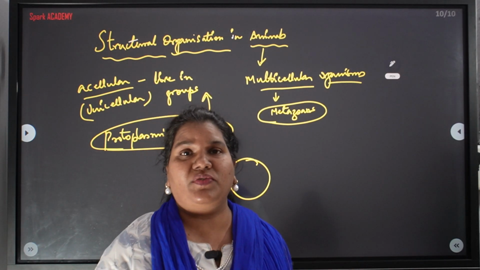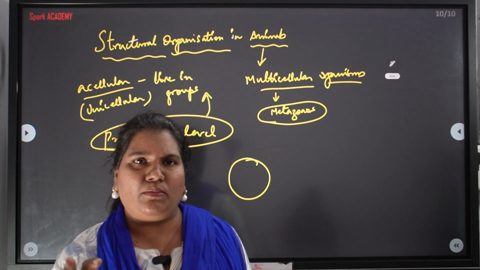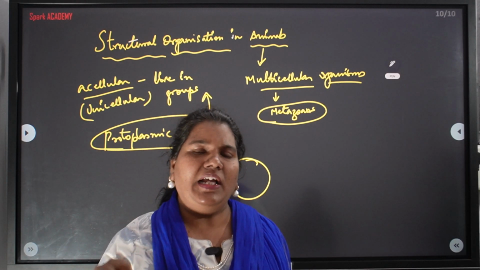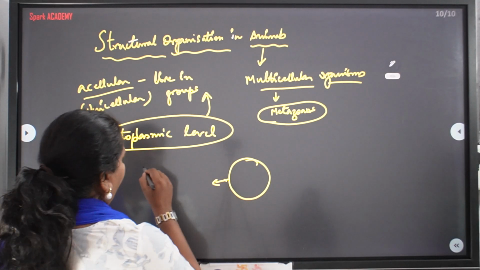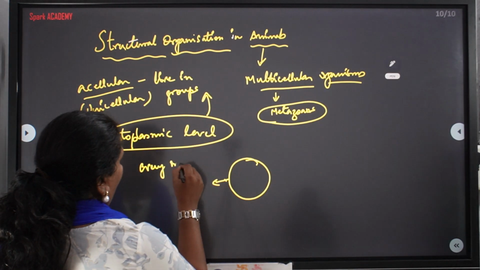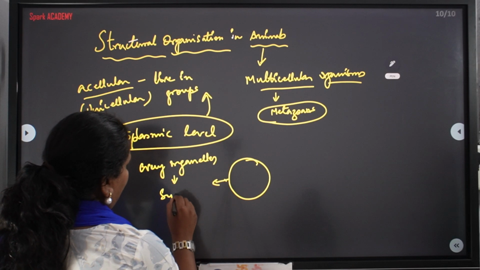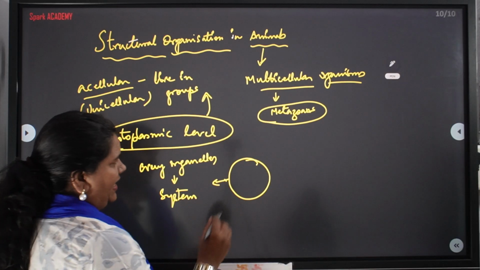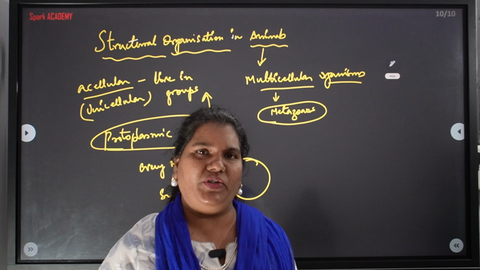There are some organelles which help in transportation. So here in a unicellular organism, every cell organelle is working like a system, right? In a unicellular organism every organelle is acting like a system. That means this entire cell is acting like a whole individual.